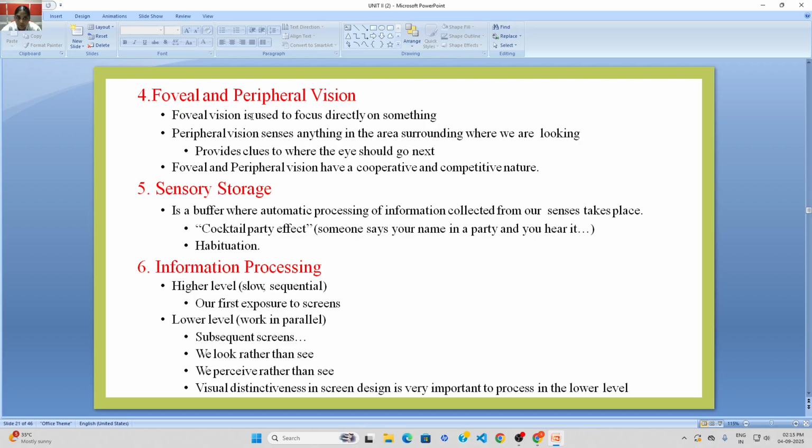Then sensory storage. It is a buffer where automatic processing of information collected from our senses takes place. Then information processing. In information processing, we have a higher level and a lower level. The higher level is slow and sequential. The lower level is fast and parallel-based.